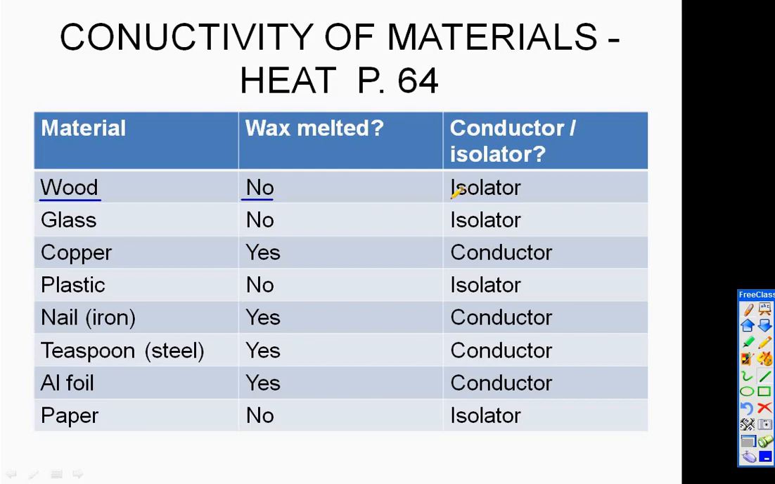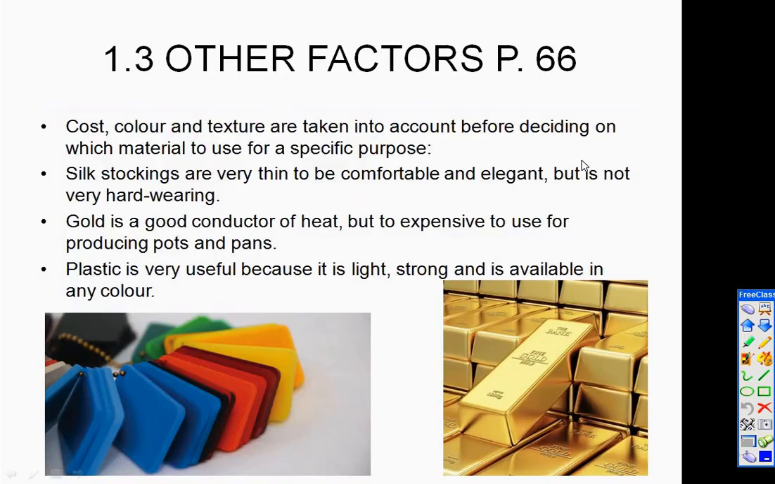Here once again we saw that with the copper, which is a metal, the wax did melt because copper is a very good conductor of heat, as it is also a conductor of electricity. So let us go to the next slide. On the next slide we talk about other factors.